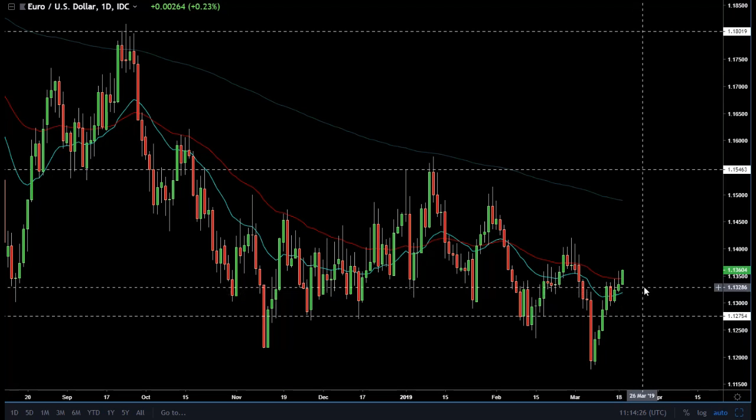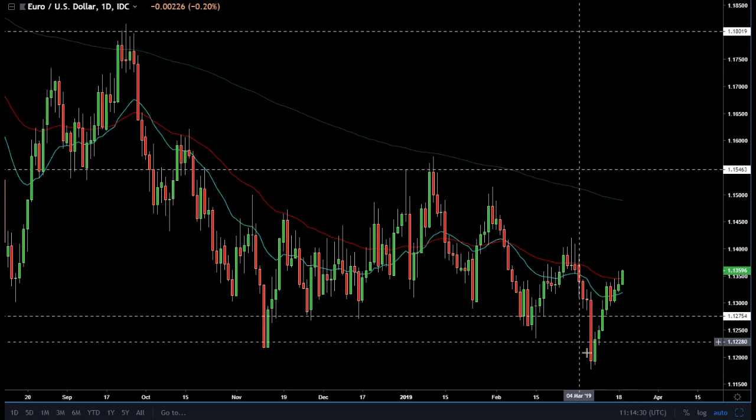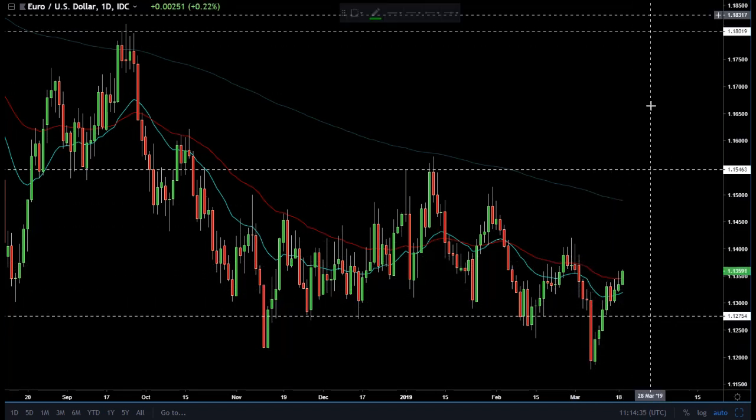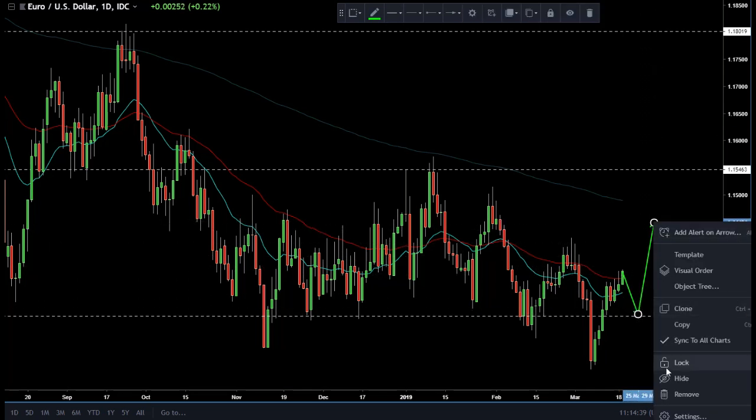So basically, what happens in these cases, we usually wait for confirmation on a higher low to confirm whether this is actually what's happening, whether there is a trend change to the upside in the form of a higher low, which could easily happen this way.